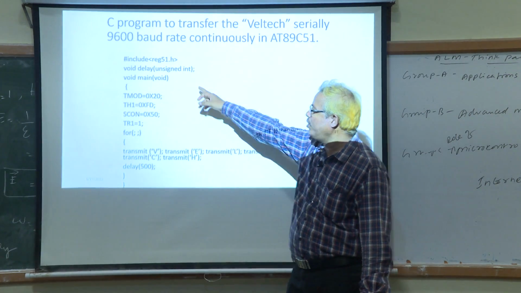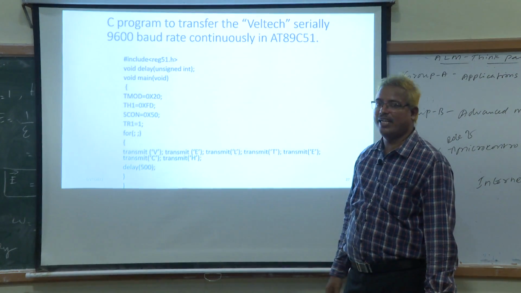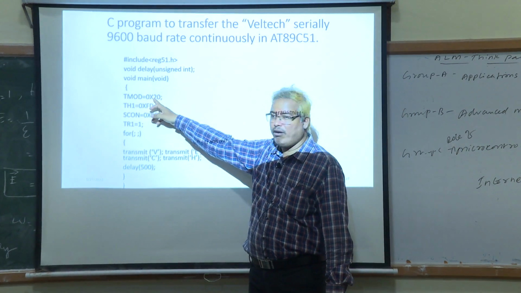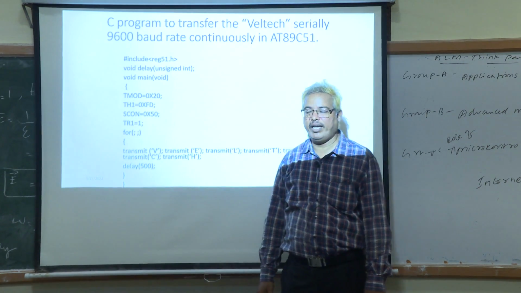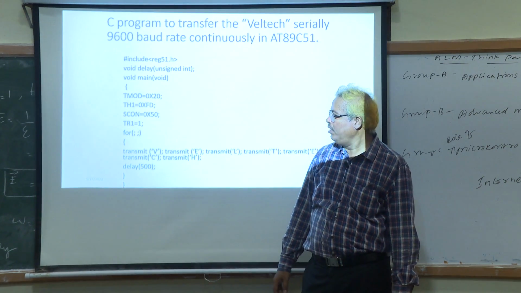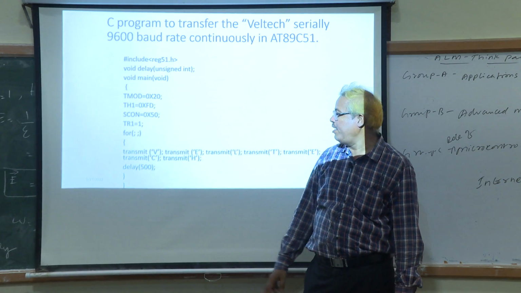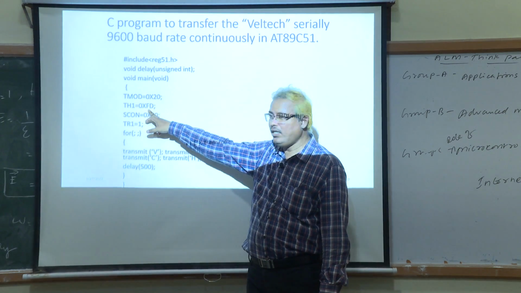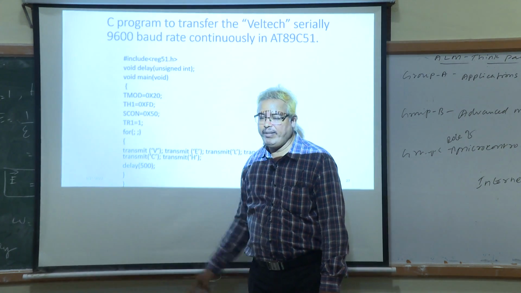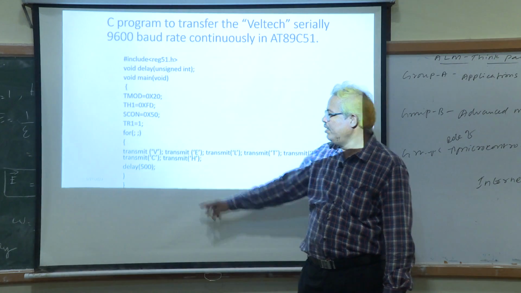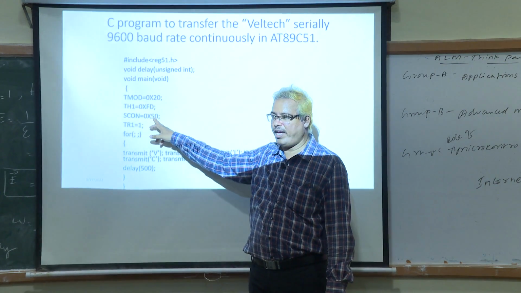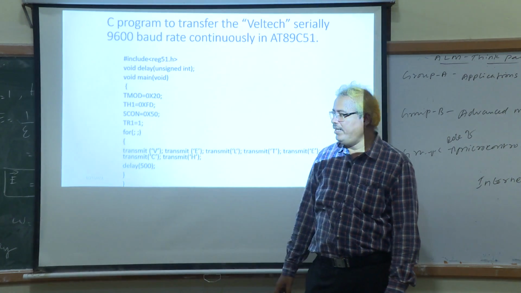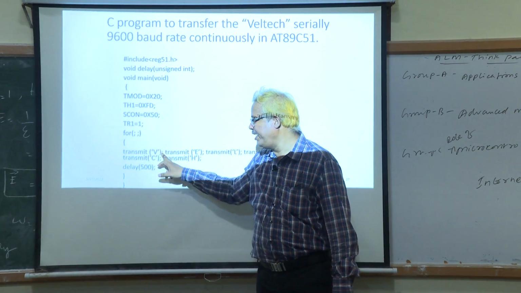Okay. So you need to include the header file, then the delay function is declared. In void main(void), we are using the timer for serial communication. We need to set the baud rate of 9600 for the timer. So we use timer 1 in mode 2, and the initial value will be 0xFD for 9600 baud rate. Then SCON is equal to 0x50, where receiving and transmitting are both enabled. The timer is started and the loop will be executed forever here.